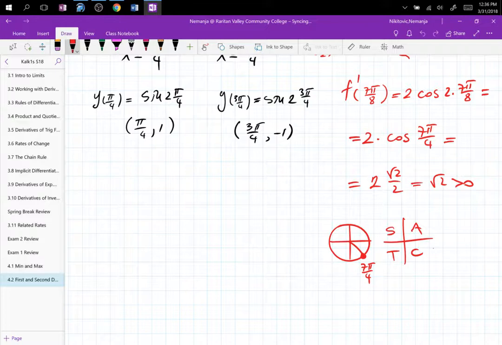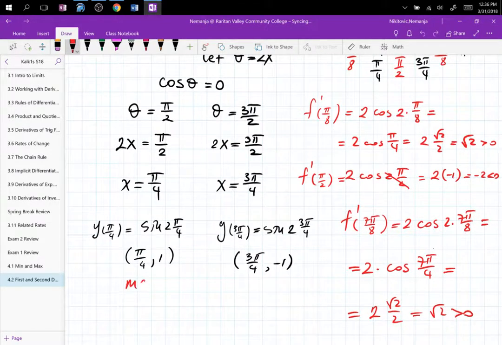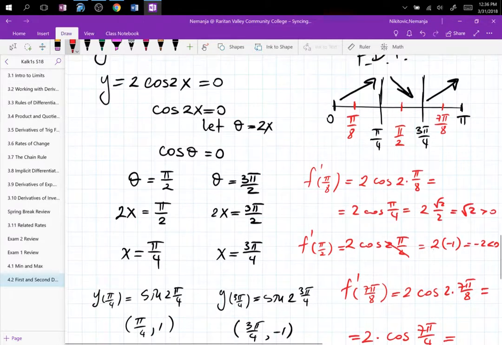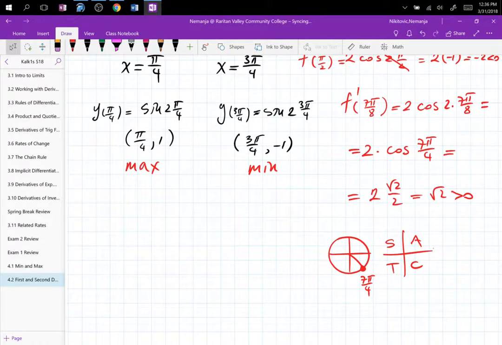Now we go back to the chart. Up, down, that's a max over here. And then down, up, that's the min over here. For the graph of sine 2x, now you can actually graph this knowing this information.